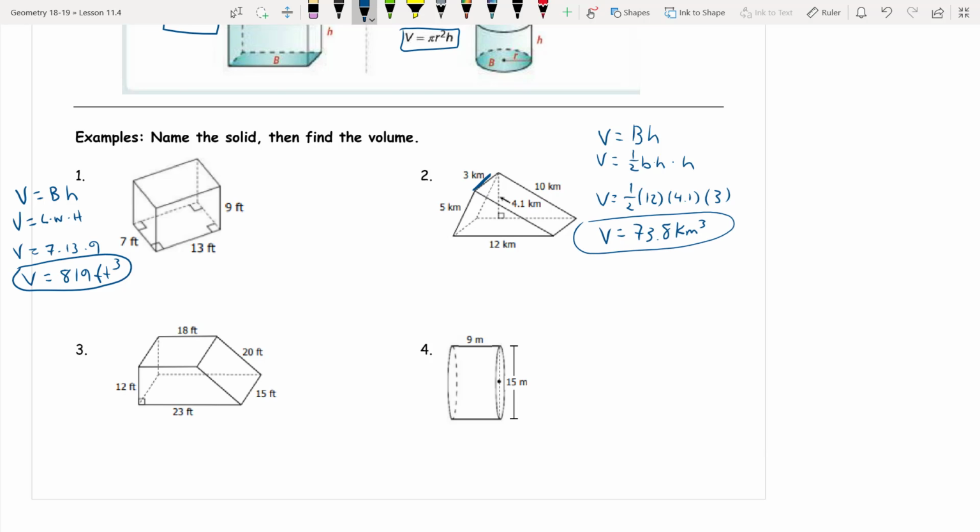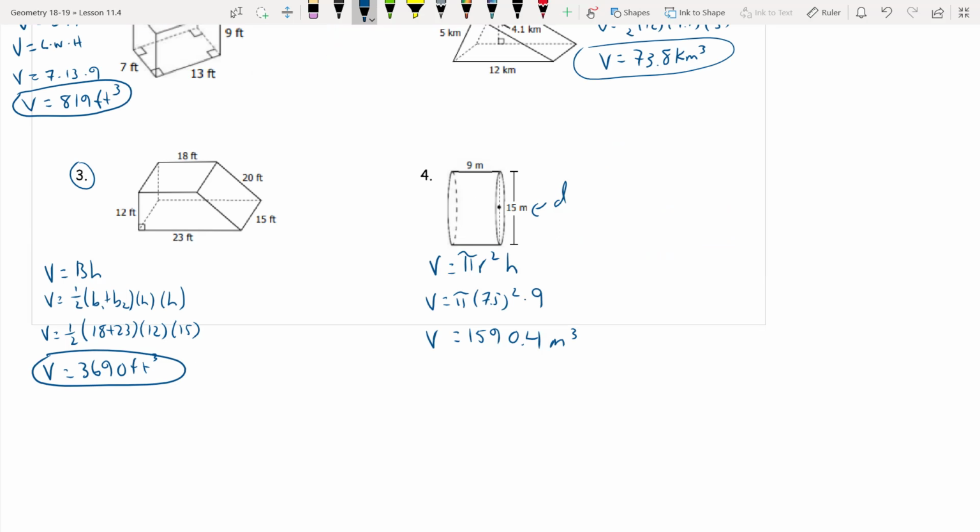Okay, so I'm going to allow you to try the next 2 on your own. This, in number 3, is a trapezoidal prism, so it's got trapezoid bases, and then number 4 is a cylinder. Be careful on the information given in number 4. When you come back in, both will be completed for you.